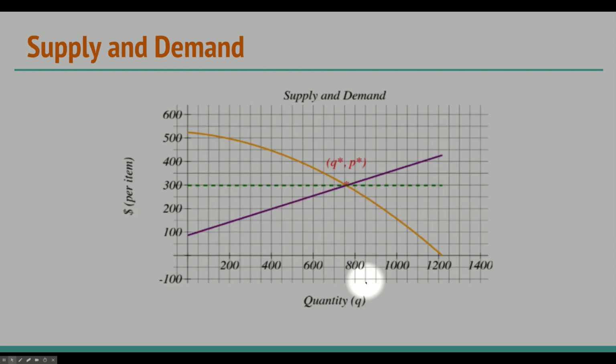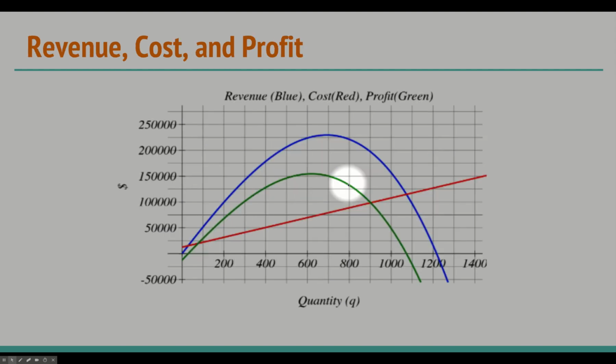For example, here is the supply and demand curve. This point where the orange demand curve and the purple supply curve meet is called the equilibrium point. And so we'll explore that a little bit later on in the quarter. We'll also be generating and graphing our cost curve, which is given to us, a revenue curve, which is not given to us, and a profit curve, which is also not given to us.